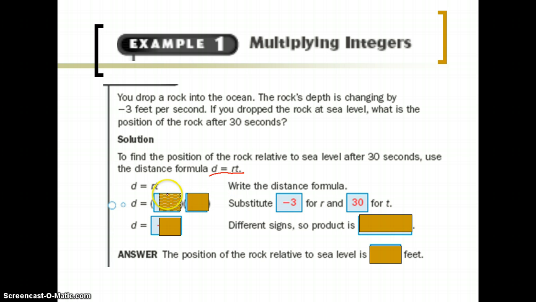The rate is negative 3, and we knew that because it said feet per second in the problem. Anytime you're using feet per second or per, it's a rate. You multiply that by the time, well, 30 seconds. 3 times 30, and 3 times 3 is 9. Add a 0 for the 30. And they're different signs, so it's negative 90. The position of the rock relative to sea level is negative 90.